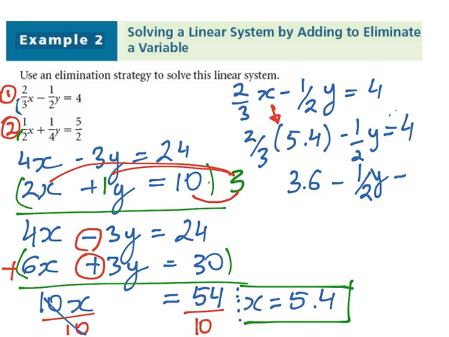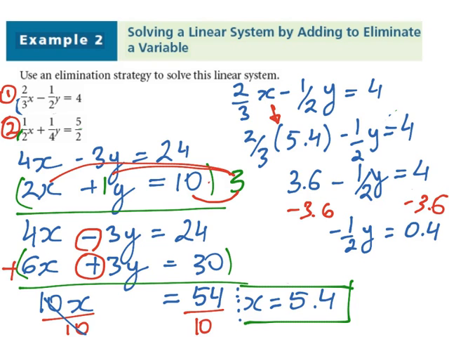Now we're going to subtract 3.6 from both sides of the equation. We're going to isolate for y and solve for y. So on the left-hand side we have 1/2 y. And on the right-hand side we have 4 minus 3.6, which is 0.4.